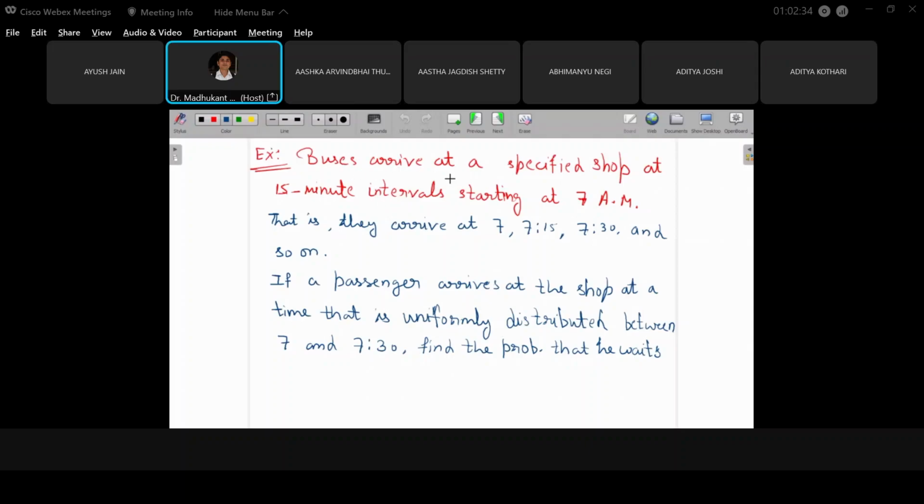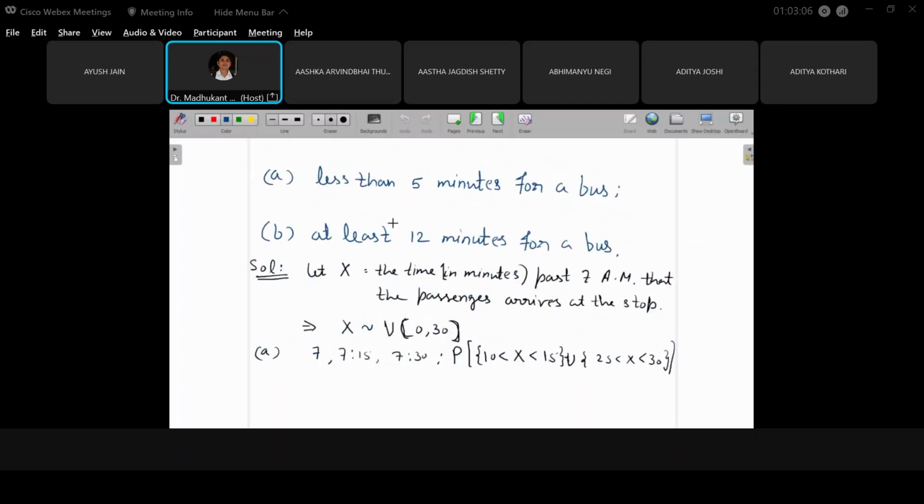Buses arrive at a specified stop at 15 minutes interval starting at 7 a.m. That is, they arrive at 7, 7:15, then 7:30, and so on. If a passenger arrives at the stop at a time that is uniformly distributed between 7 and 7:30, that is a 30 minutes interval, find the probability that he waits less than 5 minutes for a bus, or he waits at least 12 minutes for a bus.